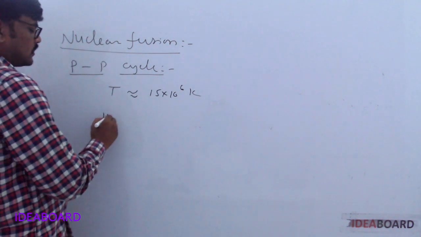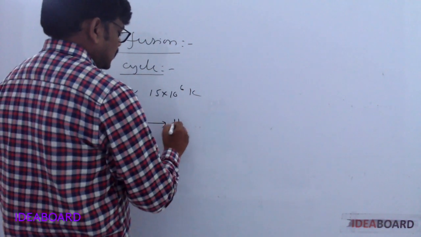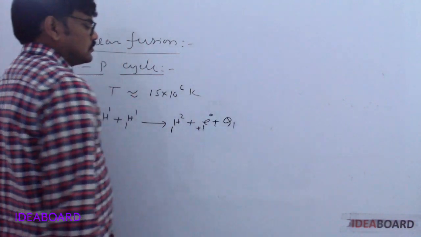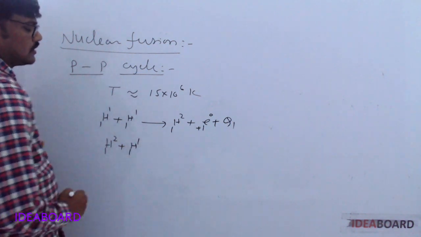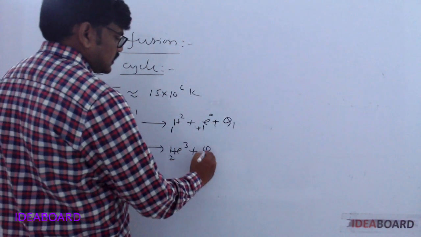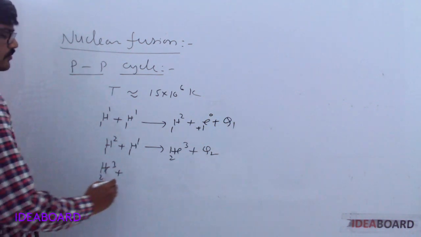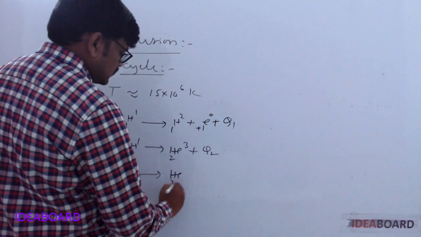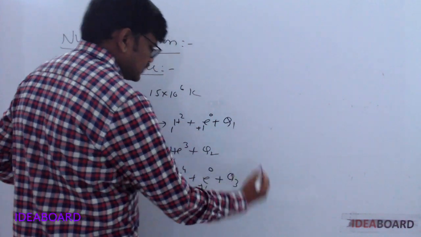So H-1 plus H-1 gives H-2 and release of one positron and some energy Q1. Again H-2 combined with one more proton gives helium-3 and release of some energy, we say Q2. Again helium-3 combined with one more proton, we get helium-4 and release of one positron and some energy, we say Q3.